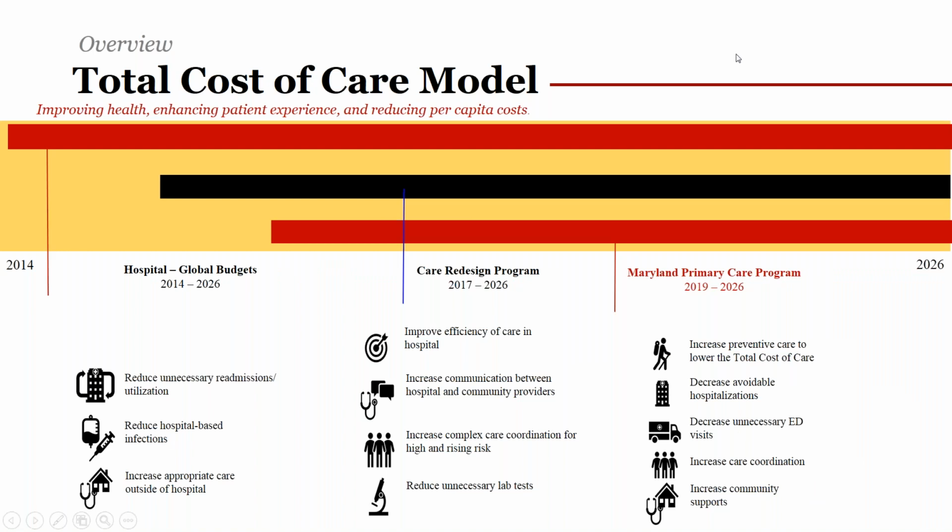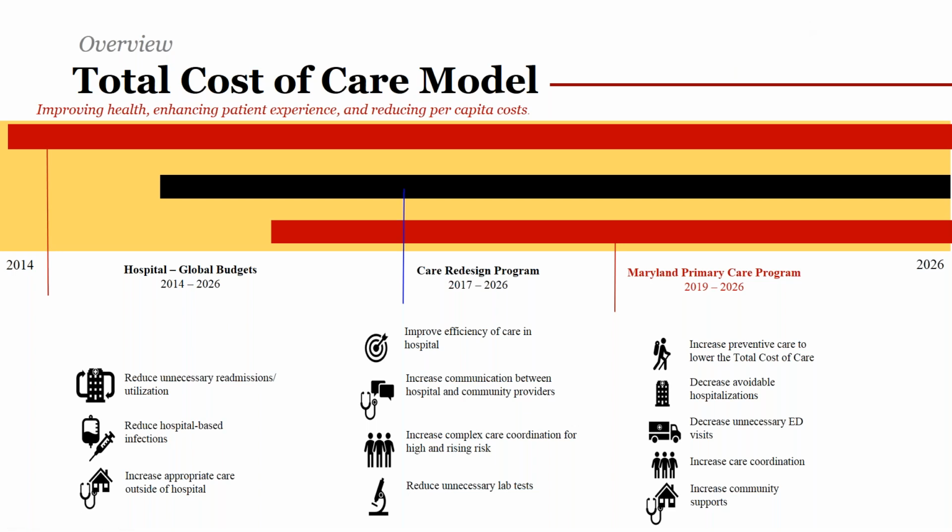First, I'd like to do a quick overview of the total cost of care model. The Maryland Primary Care Program is one element in that model. And the slide here, which will be available to you to review later, really just describes the sequence of events from early in 2014 on through the current time, where hospitals first developed global budgets, and then care redesign programs were developed, and then launching in 2019 through 2026, the Maryland Primary Care Program.